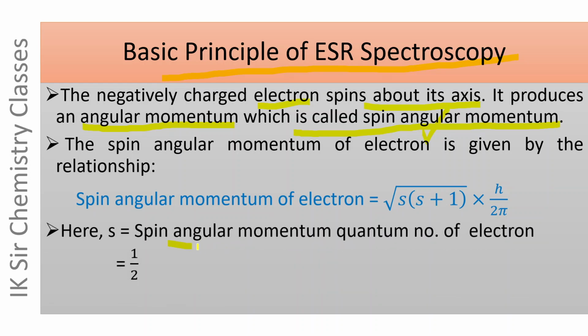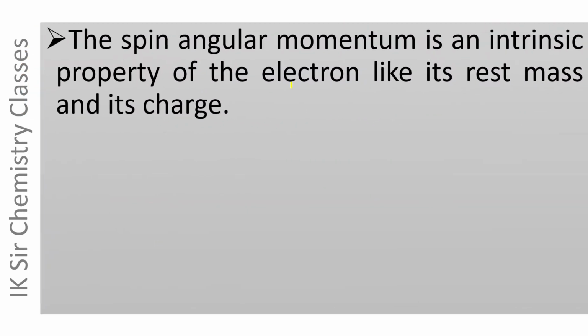Here s is a spin angular momentum quantum number of electron, and its value is 1 by 2, not plus half or minus half. It is simply 1 by 2. The spin angular momentum is an intrinsic property of electron, like its rest mass and charge. There are some intrinsic properties of electron, and these are rest mass of electron, its charge, and spin angular momentum.